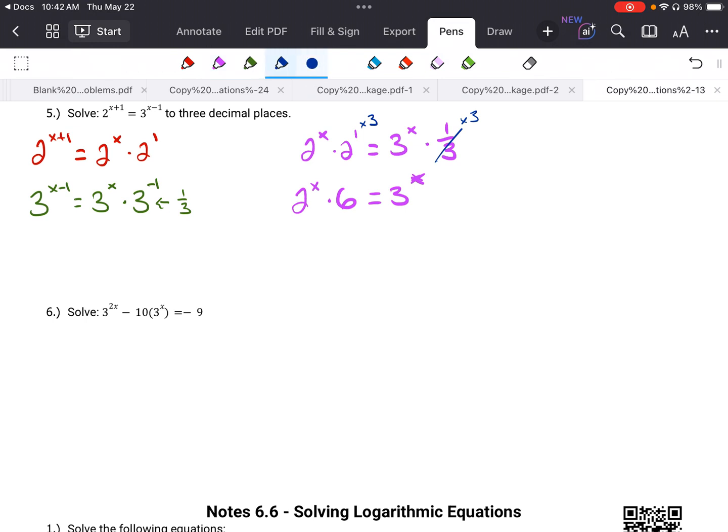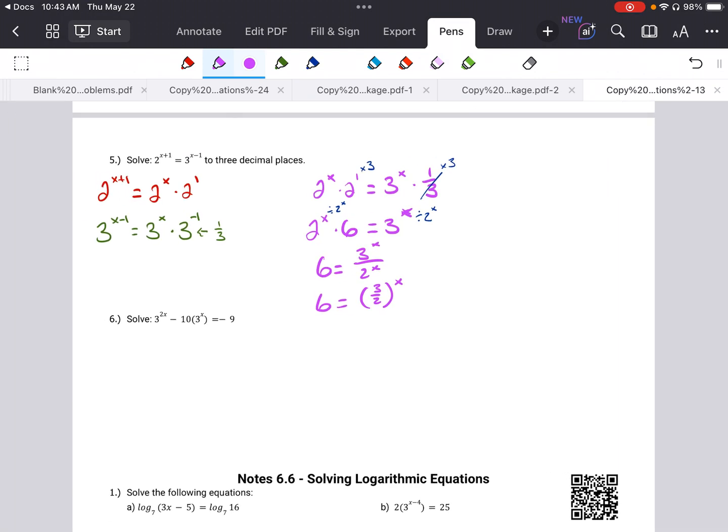Okay, we want all the x's on one side, so we're going to divide by 2 to the power x. And that means 6 is equal to 3 to the power x over 2 to the power x. We can break that into 6 equals (3 over 2) to the power x. And now we can use logarithms, because now the x is our exponent and it's isolated, so we have the log of 6 divided by the log of 3 over 2, which is 1.5, giving us an answer of 4.419.